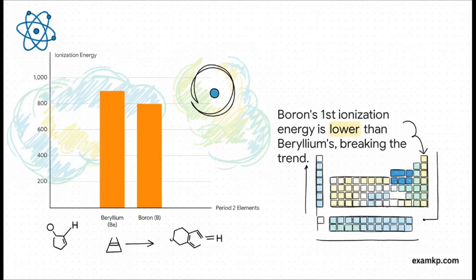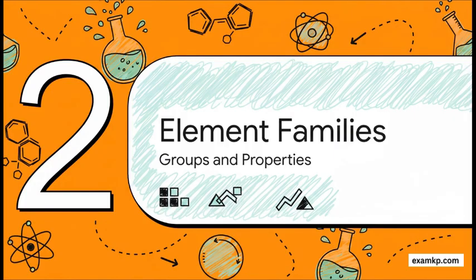So why? Well, beryllium has a full, super stable outer shell. It does not want to give up an electron. Boron, on the other hand, has this one lonely electron sitting in a slightly higher energy shell. It's further out, it's easier to grab, so it takes less energy to pluck it off. Understanding this little detail is pure gold for your exams. So let's move on and see how all this connects.